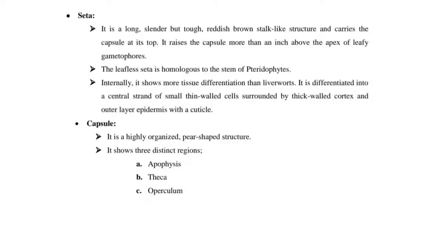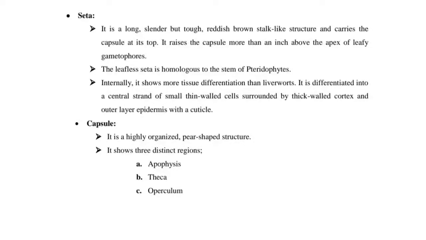Seta. It is a long, slender but tough, reddish-brown stalk-like structure and carries the capsule at its top. It raises the capsule more than an inch above the apex of leafy gametophores. The leafless seta is homologous to the stem of pteridophytes. Internally, it shows more tissue differentiation than liverworts. It is differentiated into a central strand of small thin-walled cells surrounded by thick-walled cortex and outer layer epidermis with a cuticle.